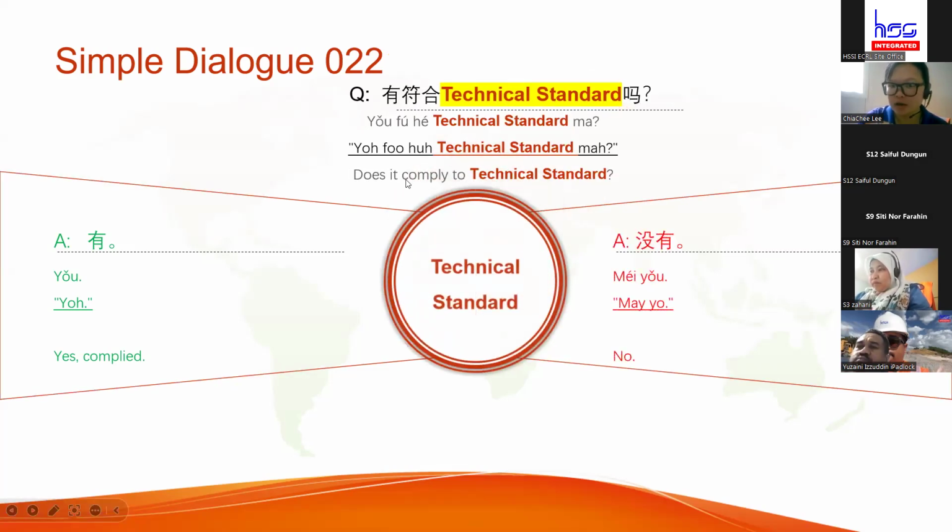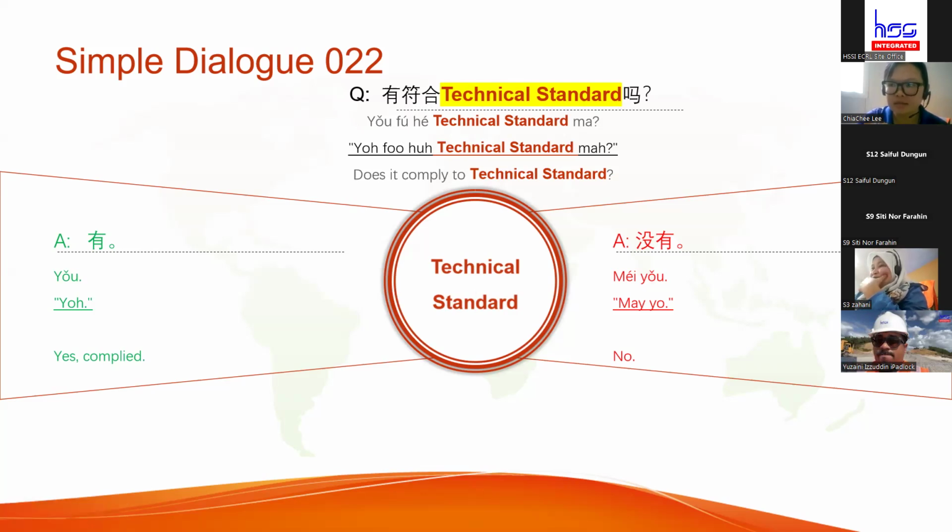Does the drawing comply to the technical standard? This time in Mandarin, it will be 有 again is have. So third tone. 有 comply is 符合, both in second tone, 符 and then 和 but second tone. 有符合 technical standard 吗? 吗 is question particle.